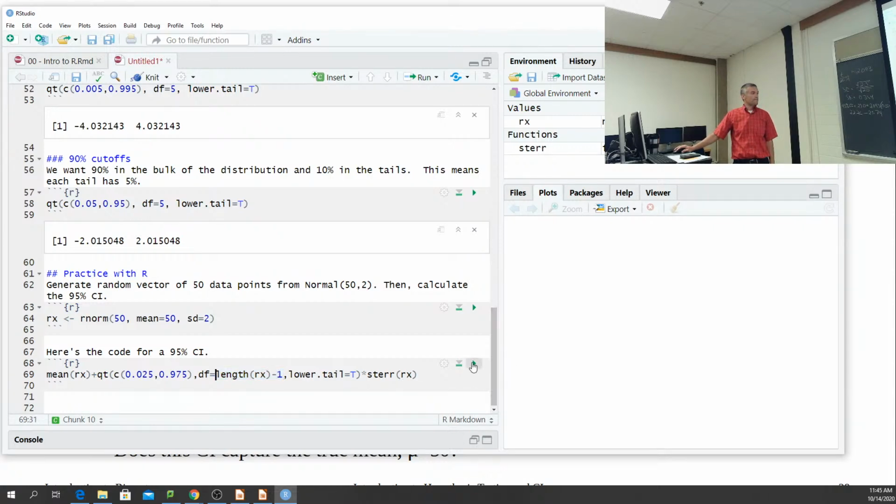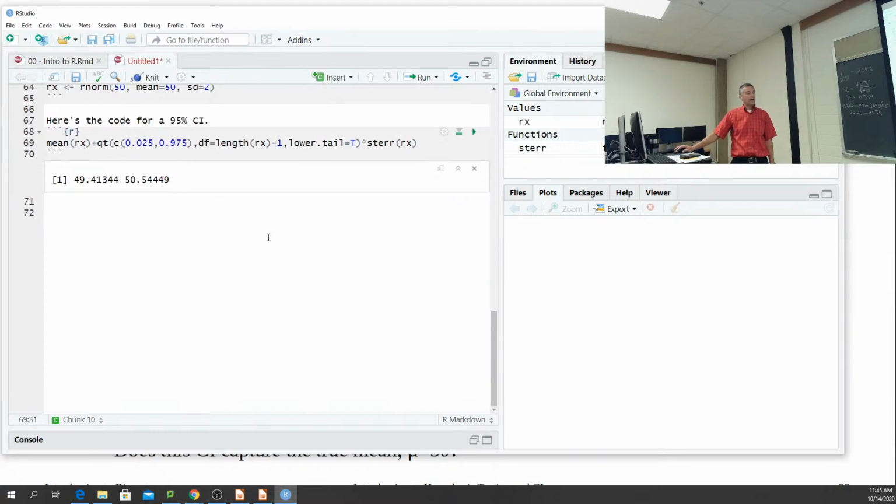And when I run it, I get a plus and minus, a lower bound and an upper bound. So for this data set, for my random sample, my 95% confidence interval is 49.4 up to 50.5.